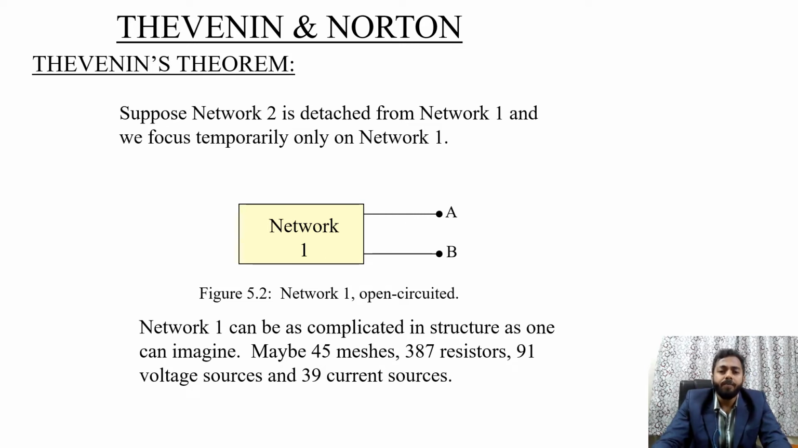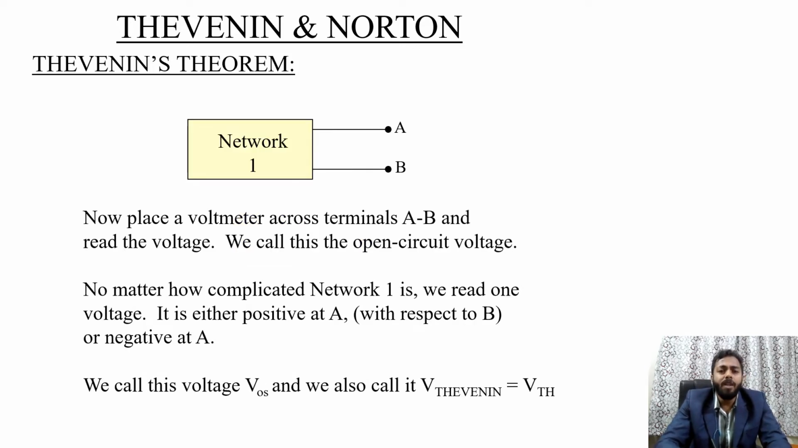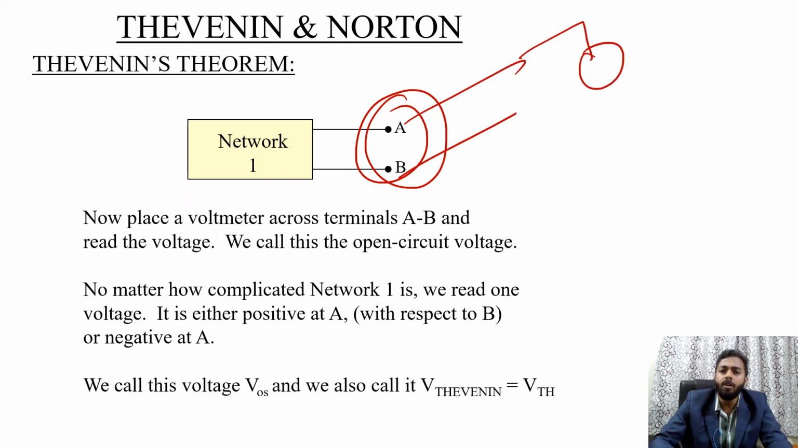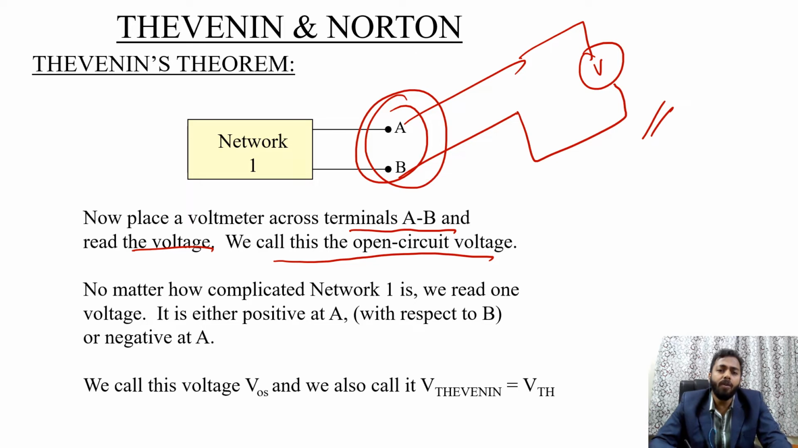Now place a voltmeter across terminals A and B and read the voltage. We call this the open circuit voltage between terminals A and B. No matter how complicated network 1 is, we read one voltage, which is either positive at A with respect to B or negative at A with respect to B.